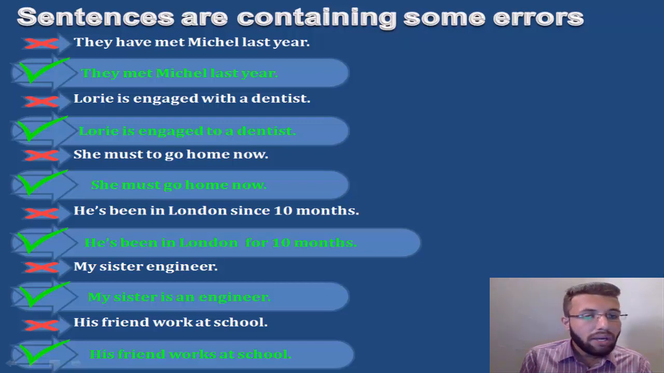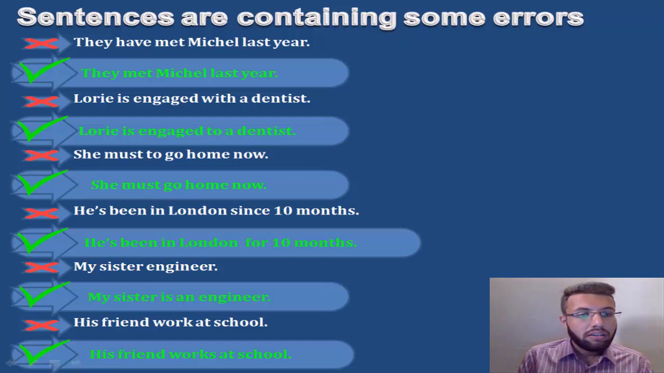Question is how? Because Lori is representing herself to somebody else. So it can be Lori is married to Mr. A or Lori is engaged to Mr. B. So here, the right one, Lori is engaged to a dentist. Number three, she must to go home now. Must is a modal verb, and we all know we can't use a modal verb with the infinitive form of verb. So the right one is she must go home now.